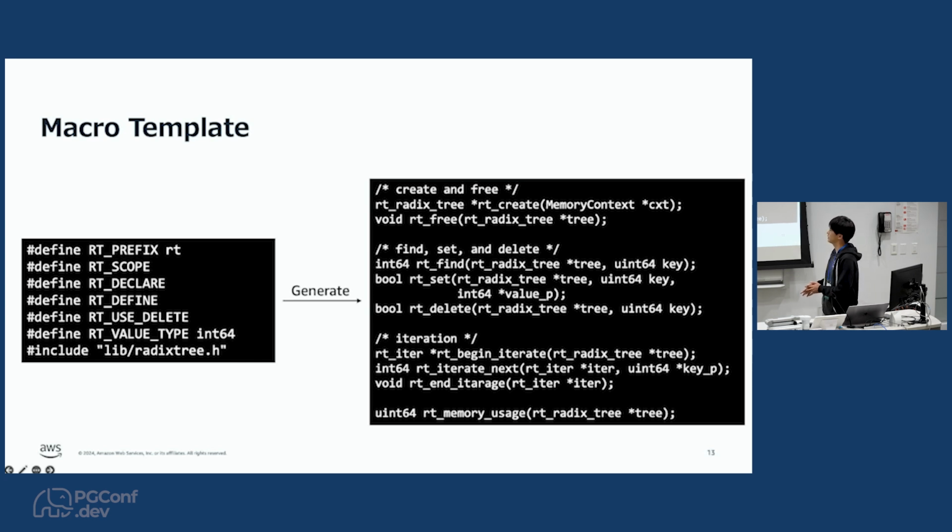The current radix tree implementation provides very simple APIs. It has create and free, and we can find, set, and delete a key. Iteration is also supported. The keys returned by iteration are already sorted. It also provides a memory usage function, which returns the memory usage of the radix tree.